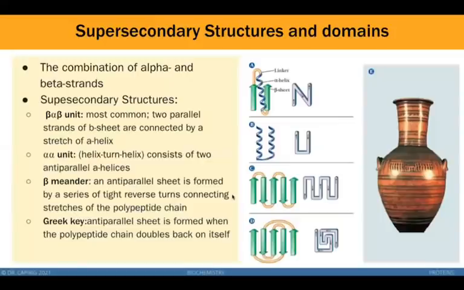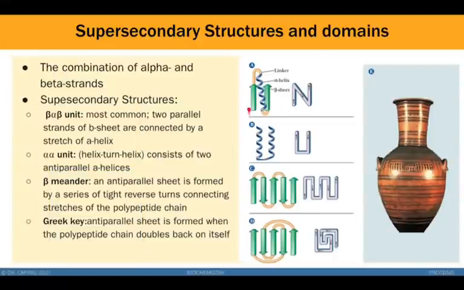Okay. So we have also supersecondary structures and domains. The combination of alpha and beta strands is what we call the supersecondary structure. So if we have an alpha helix in combination with the beta sheet, that is considered a supersecondary structure. So we have different types of supersecondary structure. The most common one is the beta alpha beta unit. Okay, so this is a structure of the beta alpha beta unit. So we have the beta sheet, this is the alpha helix and another beta sheet.